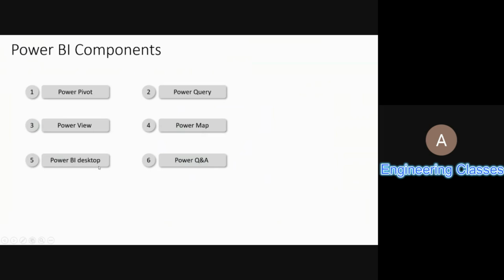Power BI Desktop is the combined result of all the components. Everything combined makes Power BI Desktop. The whole package that you have just installed is called Power BI Desktop. That is one of the components. And the last one is Power Q&A.